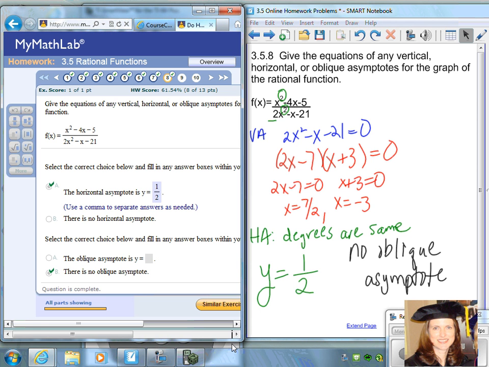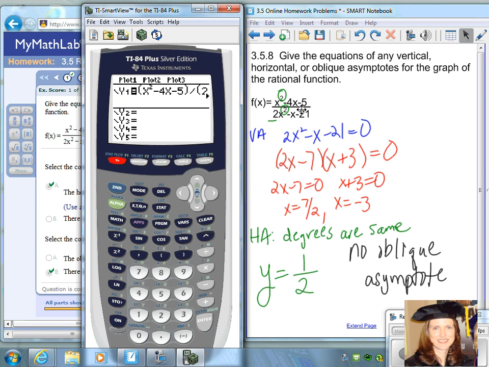You can check this by looking at the graph of the original function. You want to put the entire numerator in parentheses, divided by the entire denominator, plug that in, and then I do a standard zoom. This should show us two vertical breaks in the graph and a horizontal asymptote. So you can see right here at negative 3, you have this vertical jump in the graph. And over here at 7 over 2, which is 3.5, you have this other vertical break in the graph. You also see that the graph flattens out on the left and right side, and where it flattens out is close to 1/2.